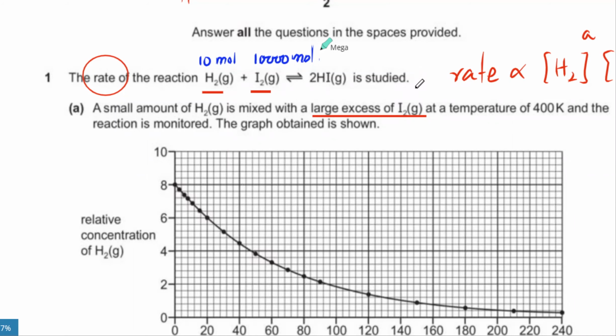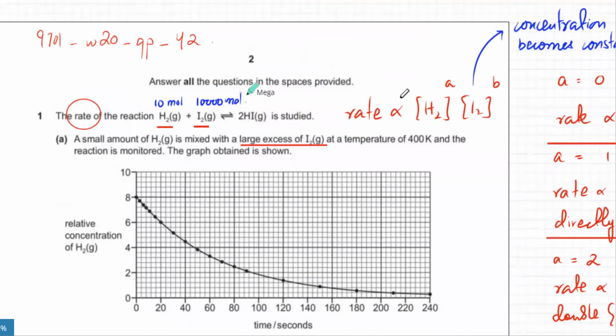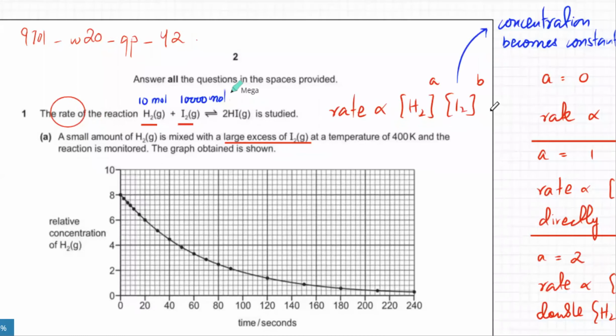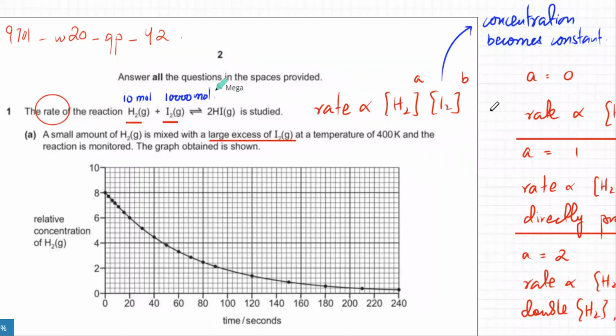So remember this. The purpose of using a large excess of I2 is to keep one of the variables constant, because remember, rate depends on two variables. It depends on the concentration of H2, and it also depends on the concentration of I2. But if you use a large excess, then the change in the concentration of I2 is negligible, because you're using too much of it.